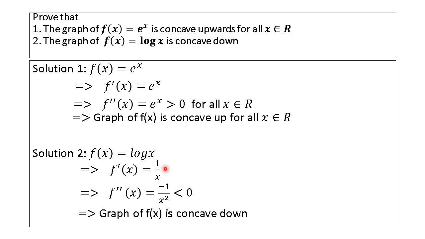It is of the form x to the power n. x to the power n differentiation is n into x to the power n minus 1. Similarly, x to the power minus 1 differentiation is minus 1 into x to the power minus 1 minus 1. Therefore, minus 1 times x to the power minus 2 can be written as minus 1 divided by x square. See here, observe carefully in the denominator.